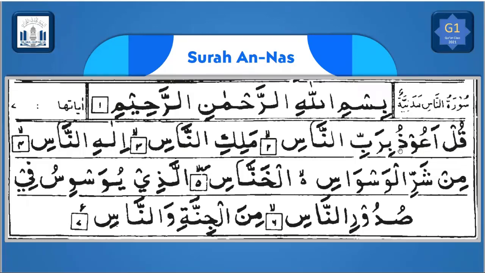قل أعوذ برب الناس. Okay. برب. Okay, let's take a look at it letter by letter. B. رب الناس.